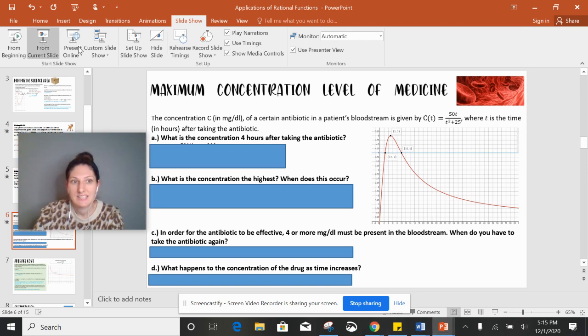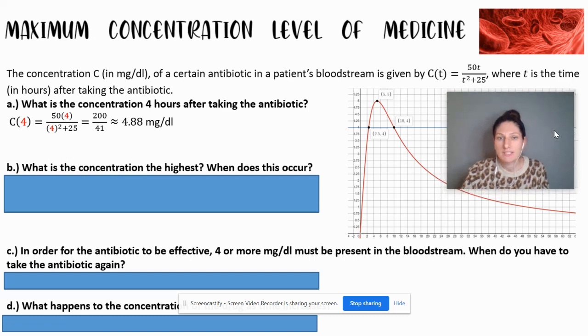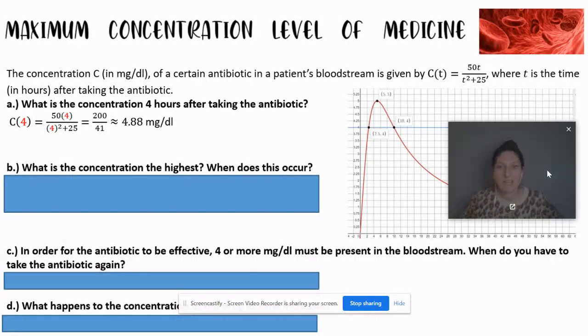For the next example, we're going to take a look at an application that involves the concentration of an antibiotic in your bloodstream. So this one's kind of cool. You're given the function, and t, as far as our variables, t is time in hours, and then your y variable, or C of t, is that concentration. So it's how much of that antibiotic remains in your bloodstream.